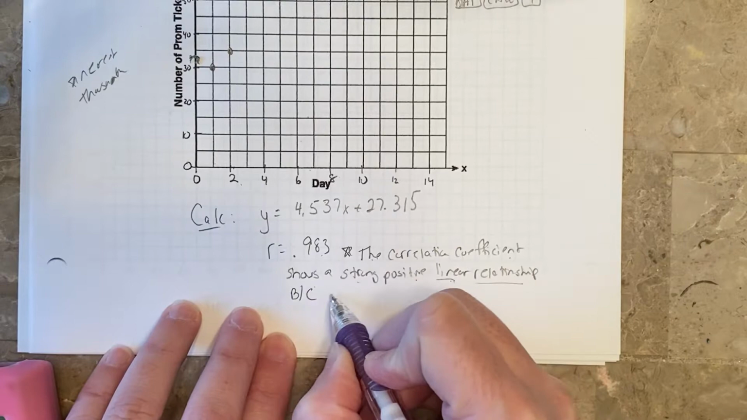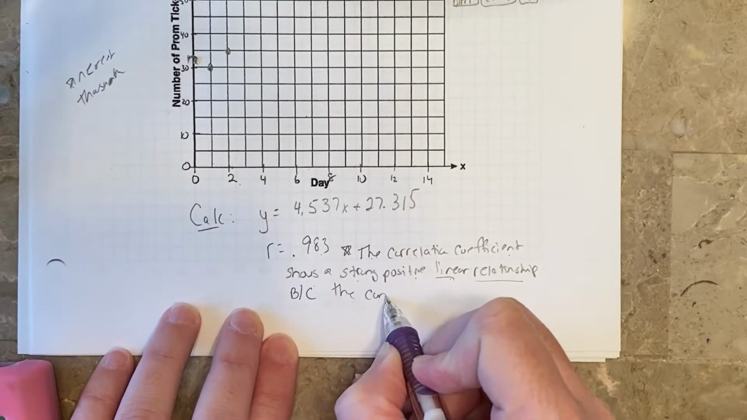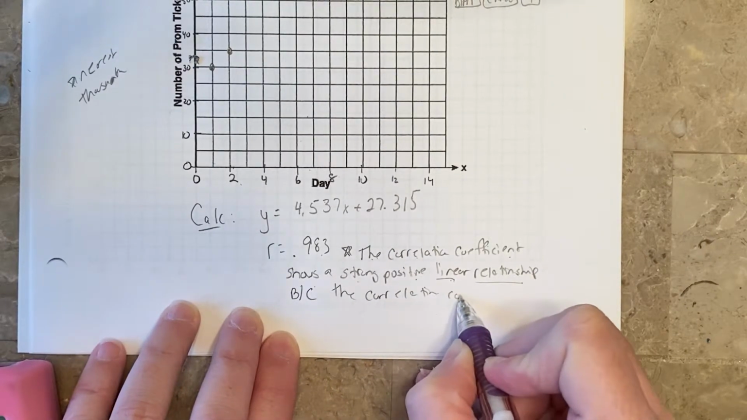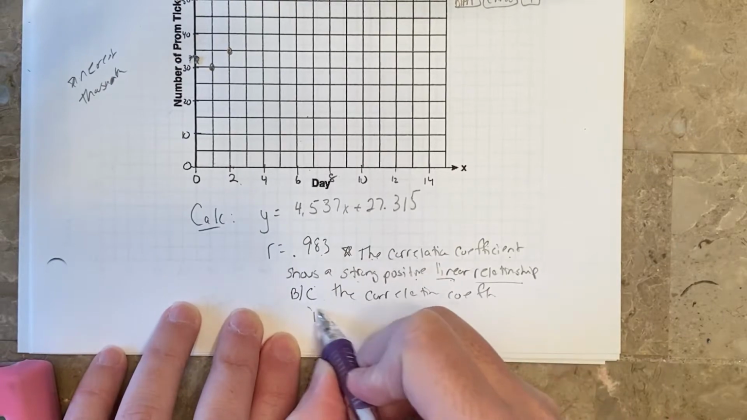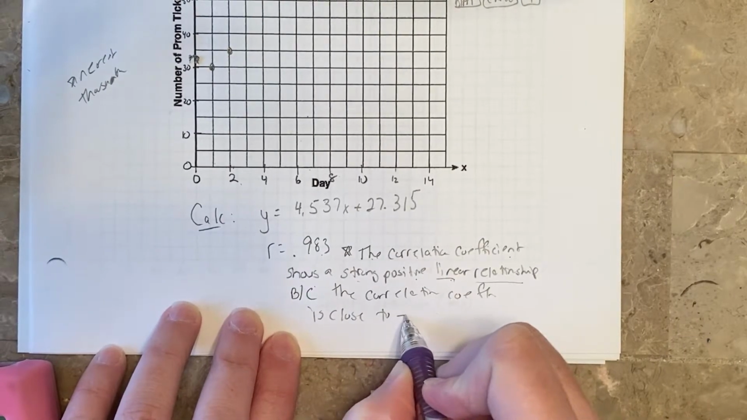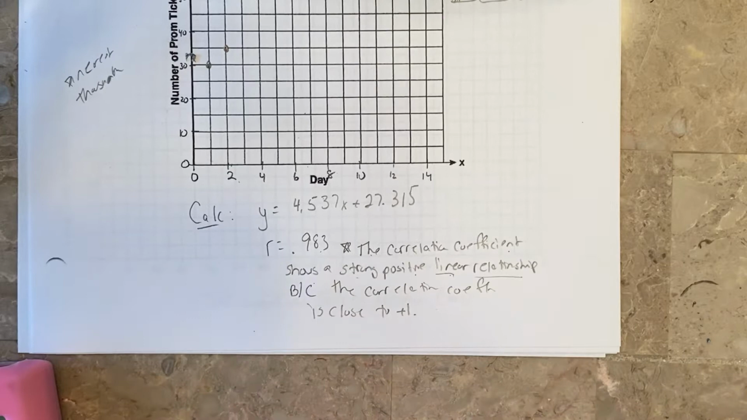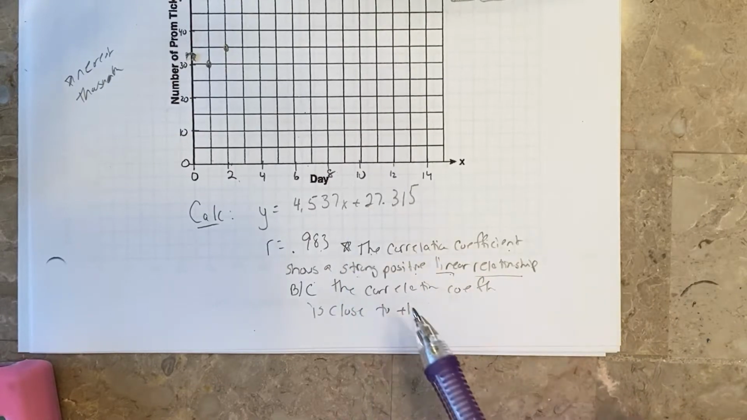And then you want to tell me why. Because the correlation coefficient is close to +1. So this is the sentence that is wanted on the Regents and whatever test we're going to take. That's what I want you to get used to. So make sure that you definitely have that.